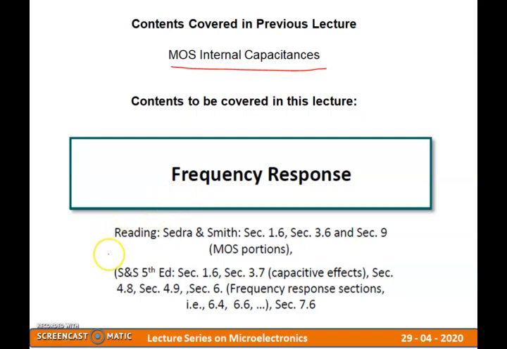Now I am going to refer to these particular sections of Sedra Smith's 5th edition. So please refer to these sections for further reading.